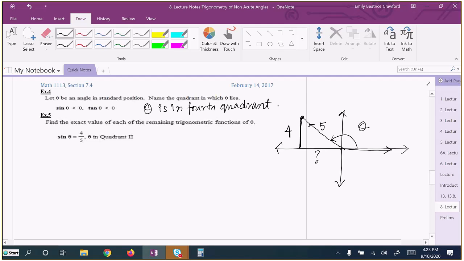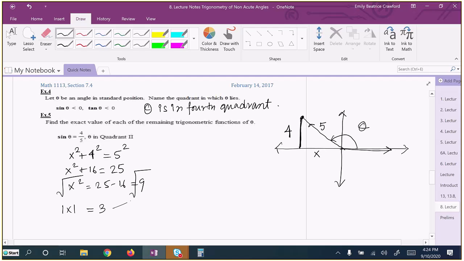So how to find that out? So remember, this is the x coordinate. So I can now call it the x value and say x square plus 4 square should be equal to 5 square. That's Pythagorean theorem. So x square plus 16 is 25. That means x square is 25 minus 16, which is 9. So I take the square root on both sides. I get absolute value of x is equal to 3.